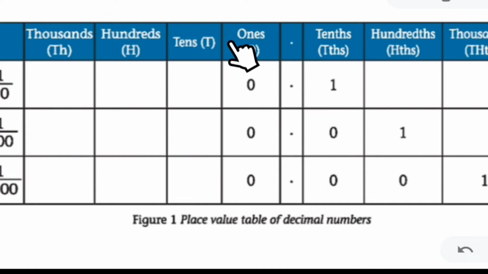Here, you know that this is the whole number, so in the decimal point, the right side is the decimal part and the left side is the whole number part. Whole number place values, you know, are 1, 10, 100, 1000. And in the decimal part, the place values start with tenths, hundredths, thousandths.